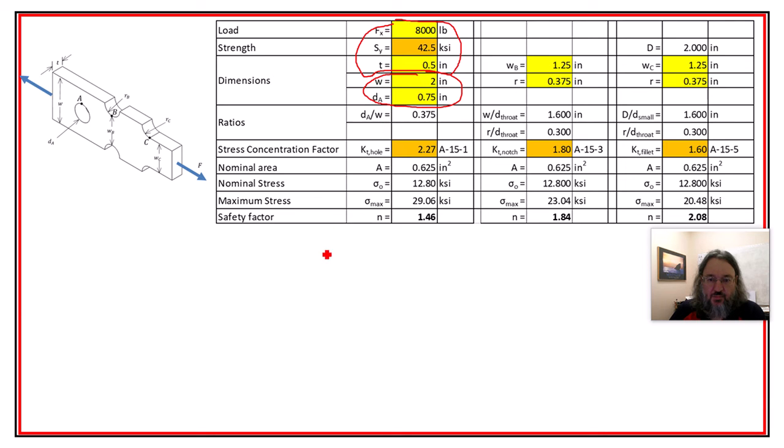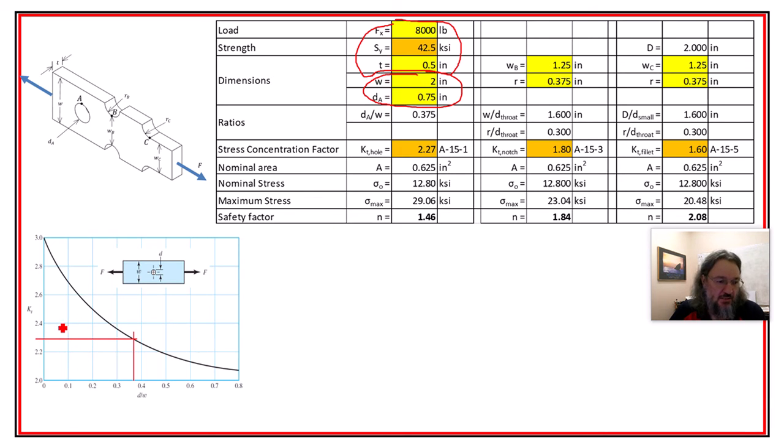And we're going to look up into a table that's going to be based on D over W, right? So we take the D over W, and D over W is 0.375. So you see that it goes right there, 0.375. And I find that I get a KT, as best as I can look at it, of 2.27. Yours might have been pretty close to 2.3, but I said 2.27. I think that's pretty fair.